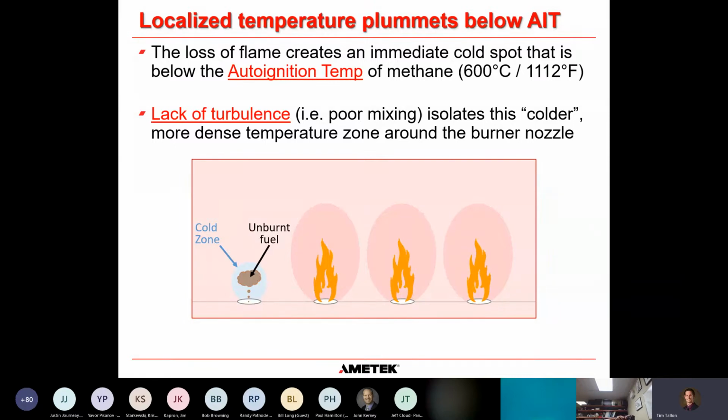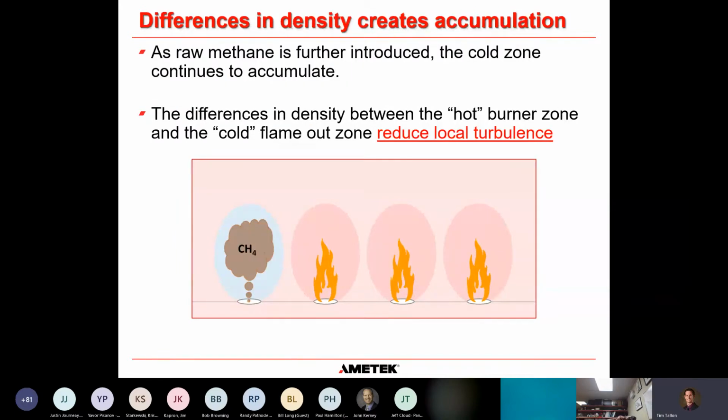And in a thermal oxidizer, that would be the case where you have a hot flame in the middle, but insufficient mixing of the cold flue gas or the cold waste around it. So in that case, density definitely plays a role in a thermal oxidizer as much as it would play in a flame out condition. And then those differences in density create this accumulation where raw methane would further be introduced to create and accumulate that cold zone. And the differences in density are what really reduce that turbulence and keep those two zones separate.